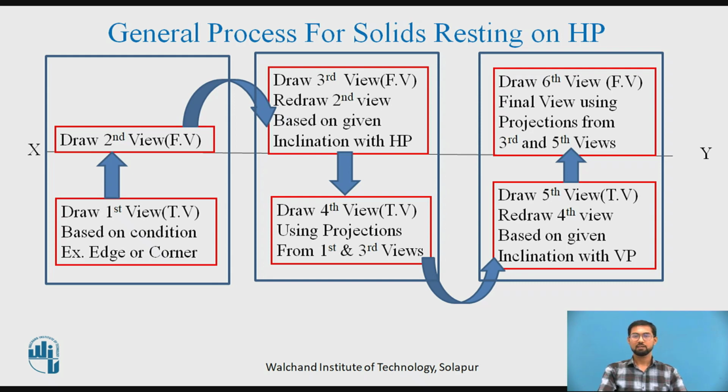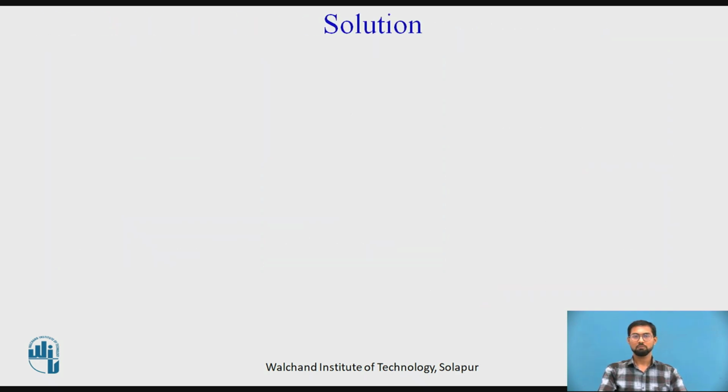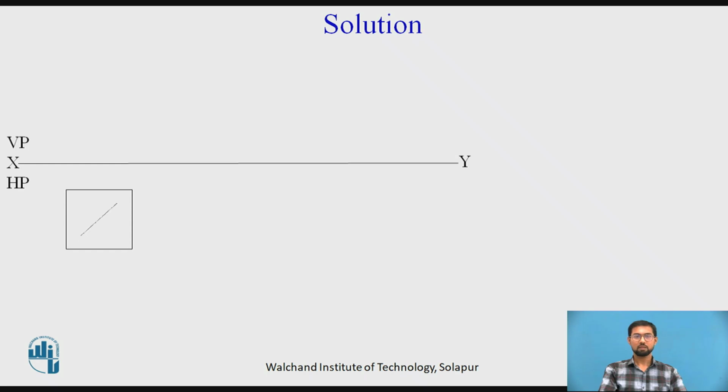Let's move ahead with the solution of this problem. First we draw the XY line. Above the line is always our vertical plane, below the line is always our horizontal plane. Then we draw our square and we draw the diagonals of the square also. So, A, B, C, D naming. Remember, the square is drawn like this for a special purpose, as the face is on the ground.